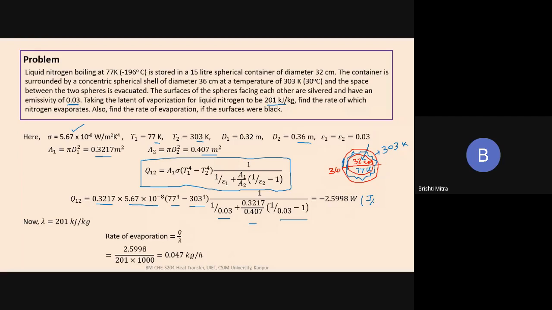So you have joule per second divided by joule per kg. The answer comes out in terms of kg per second, and you can multiply it by 3600 to get kg per hour. So this is the value in 1 hour. The kgs of nitrogen that is going to evaporate is 0.047. In terms of grams, this comes out to be 47 grams evaporating in 1 hour, which is not a very large number.